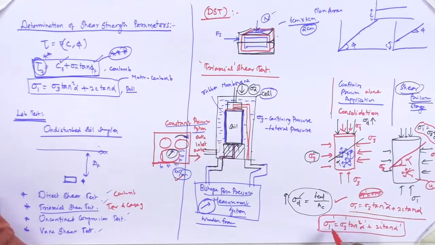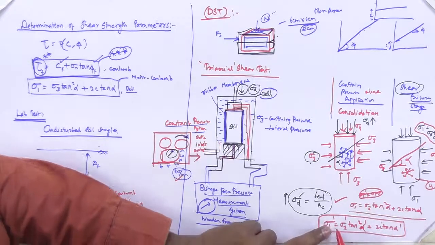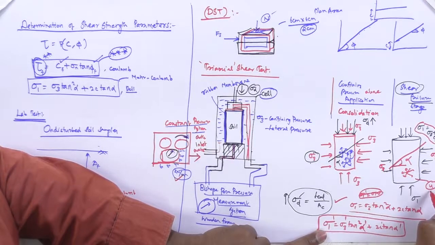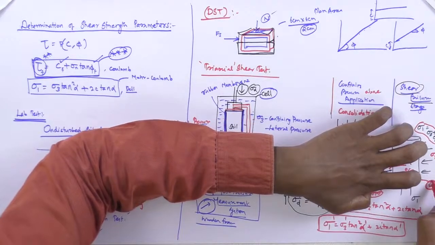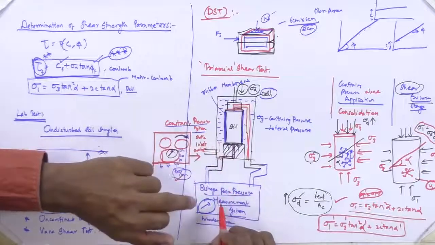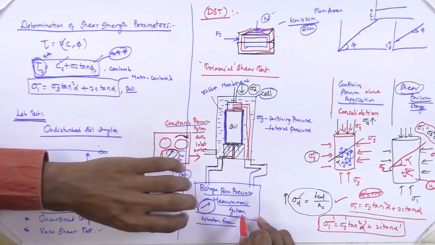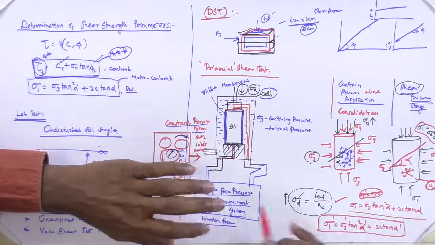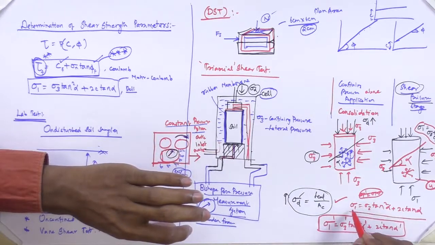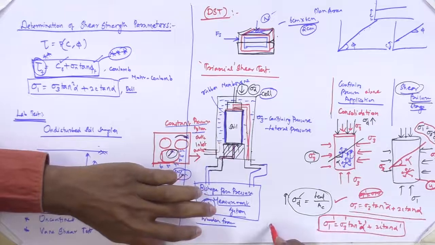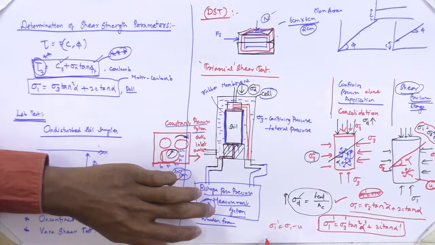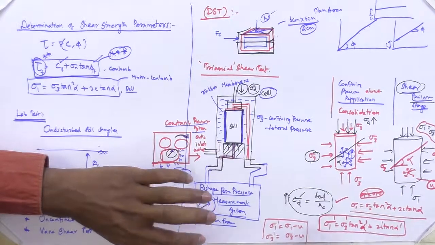So in order to get this sigma 1 dash, you need to find the pore water pressure developed inside the soil specimen. So u needs to be found. When Bishop's pore pressure measurement system allows you to find u, you can substitute it with sigma 1 and sigma 3. So sigma 1 dash is sigma 1 minus u, and sigma 3 dash equals sigma 3 minus u. This is the value you can get.